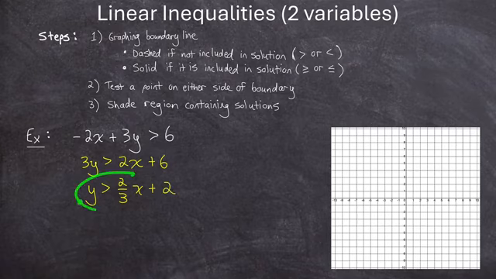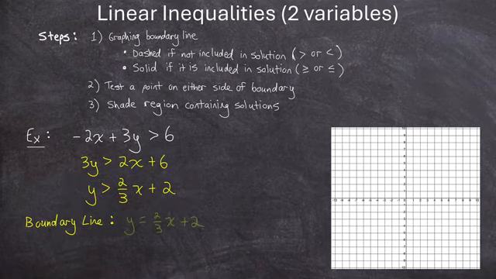And now that y is isolated, I can graph the boundary line. The equation of the boundary line is just this inequality, with the inequality symbol changed to an equal sign. And then to graph that line, I could plot the y-intercept of 2, and then use my slope of 2 over 3 to rise 2 and run 3 and plot more points. And now because the original inequality is a greater than symbol, that means all the points that lay on this boundary line are not going to be part of the solution. So I used a dashed line for the boundary line.